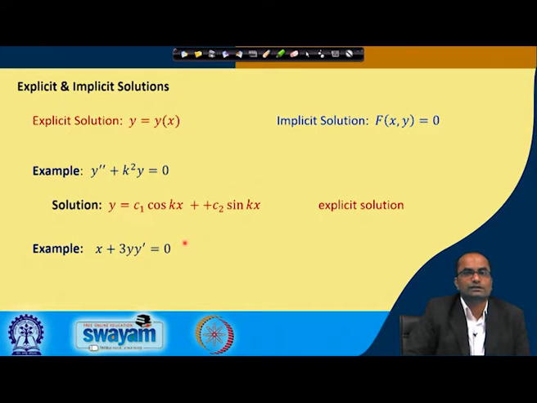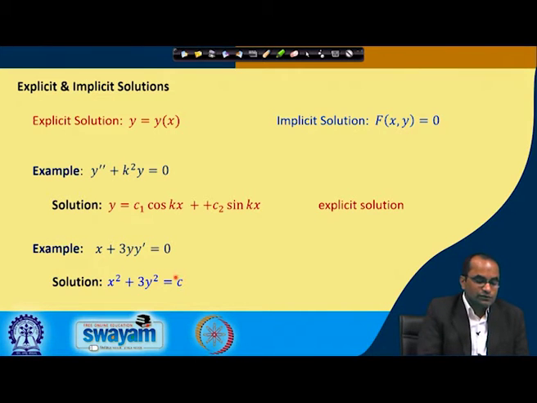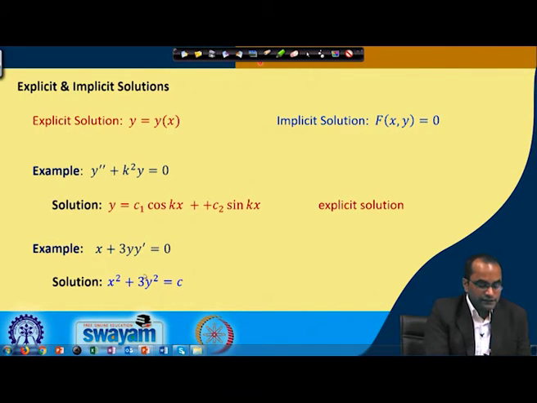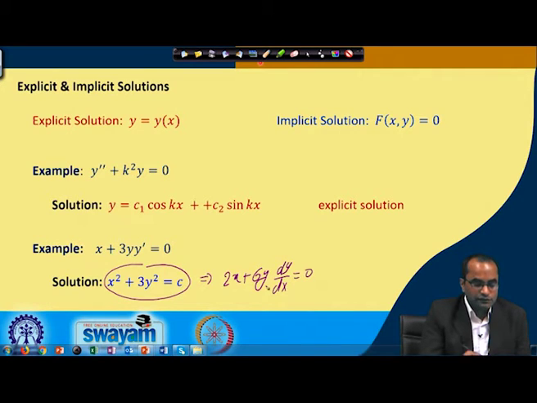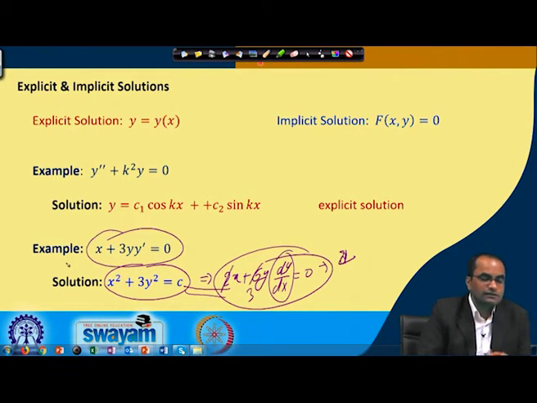y y prime is equal to 0 is given, a first order differential equation. And in this case, what we observe is that x square plus 3 y square is equal to a constant. This satisfies this differential equation. So, if it satisfies the differential equation, then this is a solution, which we can easily see. If we differentiate this, what relation are we getting? 2 x plus 6 y dy over dx is equal to 0. So, from here we just divide by 2, and we get x plus 3 y y prime is equal to 0. So, naturally it is satisfying this differential equation.